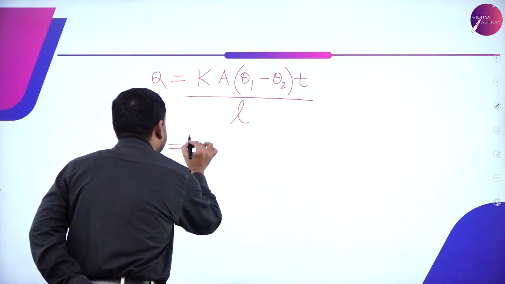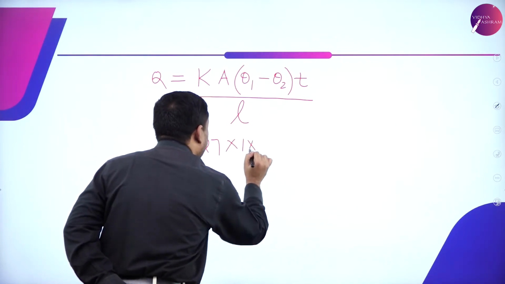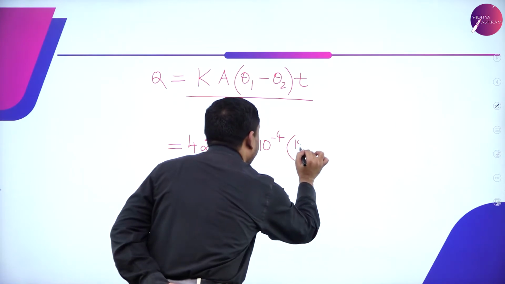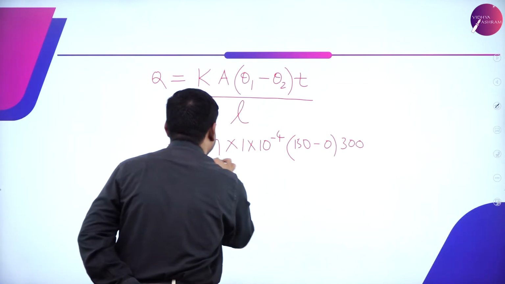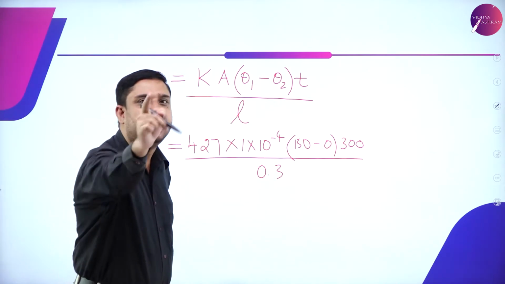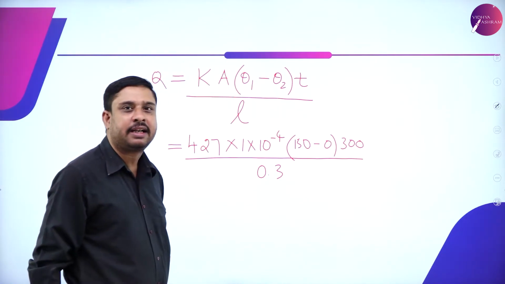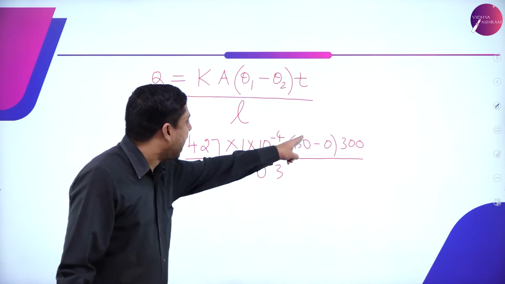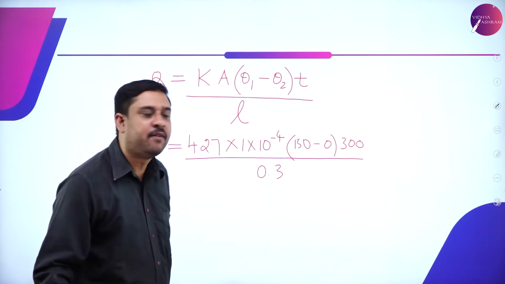So K was given to be 427, area 1 into 10 power minus 4, theta 1 minus theta 2 is 150 minus 0, time 300 seconds, length 0.3. Writing the formula will give you 1 mark, substitution 1 mark. Without any difficulty, you are getting 2 marks here. Celsius is kept there because I have taken the difference of those temperatures. That is why I have not converted it to Kelvin.